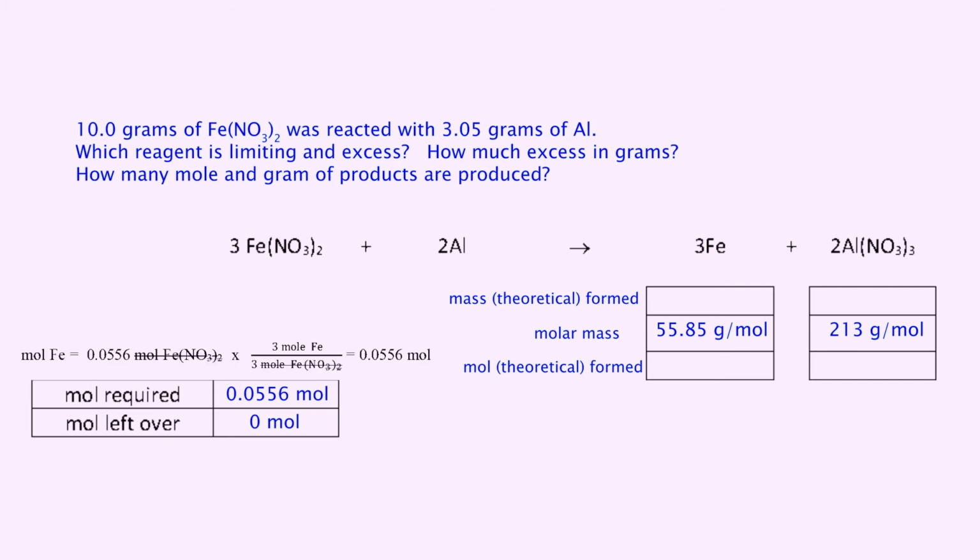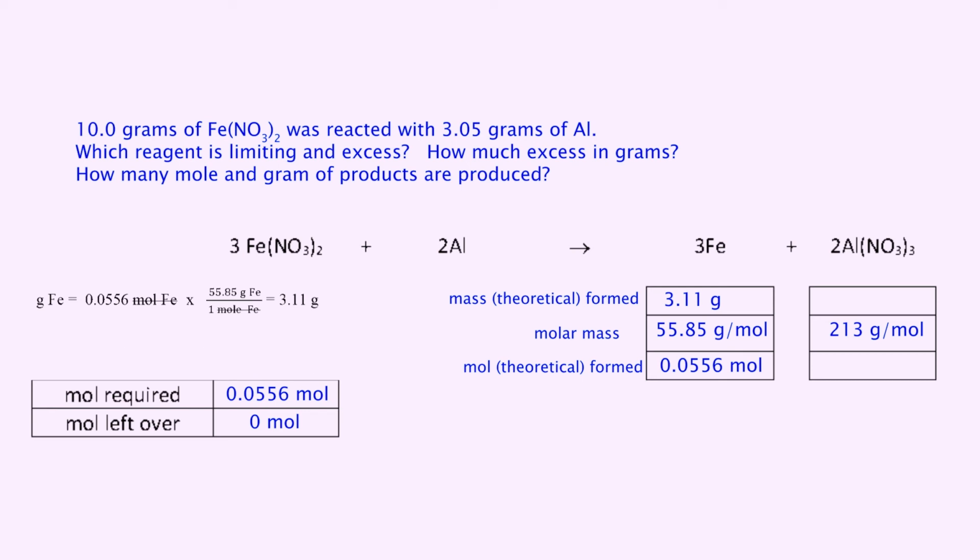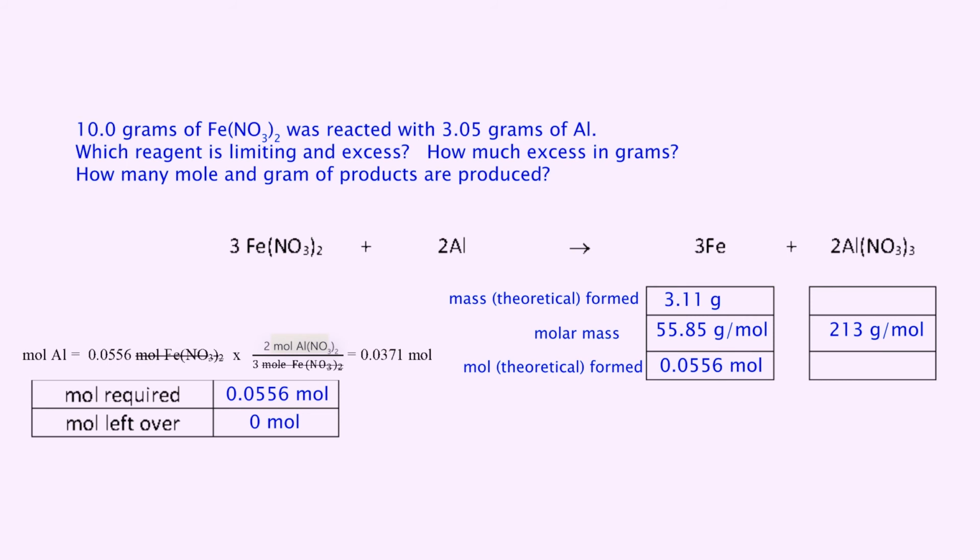To calculate the moles of iron formed, multiply the moles of the limiting reagent, iron(II) nitrate, with the conversion factor ratio of 3 moles of iron to 3 moles of iron(II) nitrate. Enter the data in the table. The theoretical yield of grams of iron is calculated by multiplying the moles of iron with the molar mass of iron. Similarly, the theoretical yield of aluminum nitrate is determined by the unit analysis calculation.